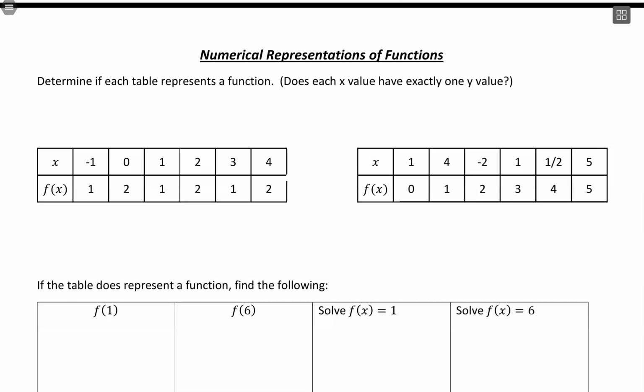Let's look at numerical representations of functions, specifically with tables. So first, we want to just determine whether or not a table is a function. And what we want to keep in mind with functions is that for every input, there's exactly one output. So does each x value have exactly one y value? Or even in a shorter way, you just need to be careful of repeated x values.